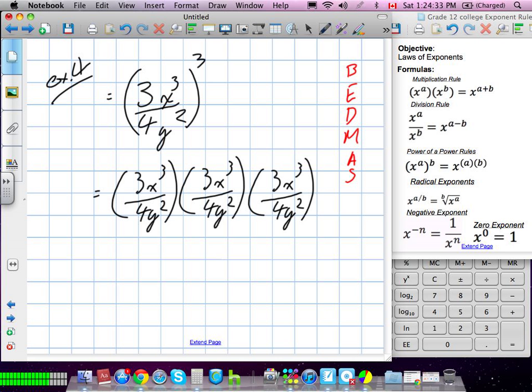squared. Now when I multiply fractions, I multiply the tops by each other, and I multiply the bottoms by each other. Those are just some fraction rules we have. So we'll just do a pair at a time. 3x cubed times 3x cubed, well, that's like saying 3 times 3, which gives us 9, and x cubed times x cubed.